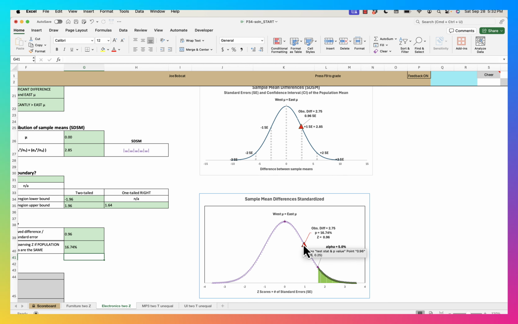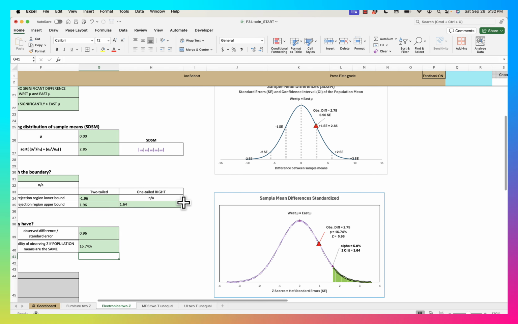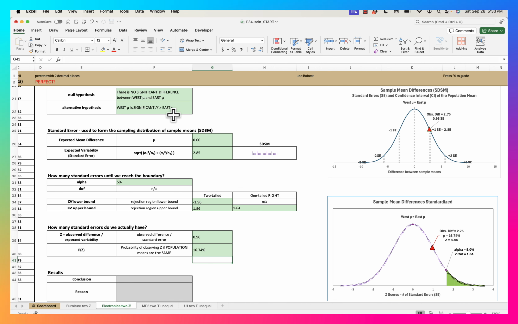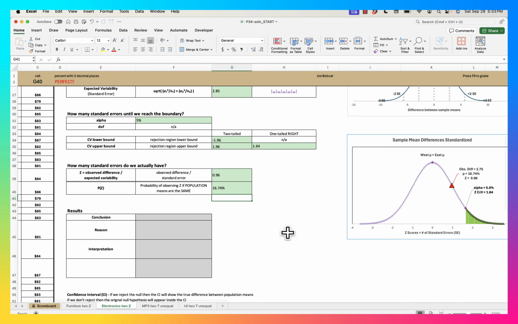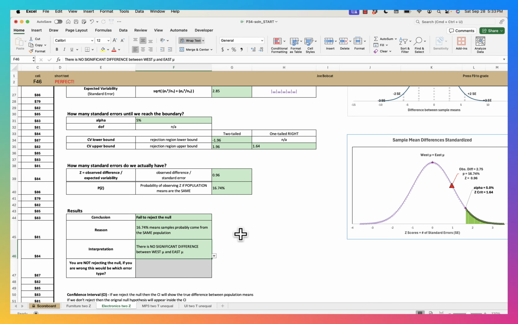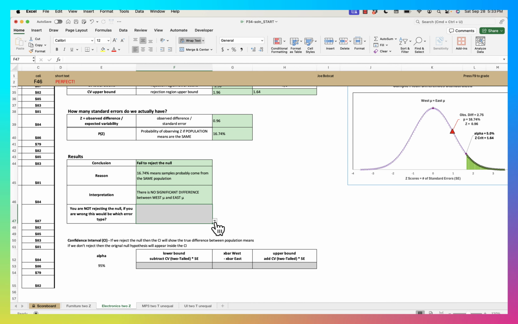In other words, what we're effectively saying is, look, it's very possible that both of these samples came from the same population. And we're making an even stronger statement. We're saying, don't make a business decision that West is bigger than East based on this sample, because that just might have been sampling error. So this is actually a pretty strong statement when we fail to reject. So fail to reject, and the reason is that they probably come from the same population, and the interpretation is there's no significant difference. So we're not rejecting the null.